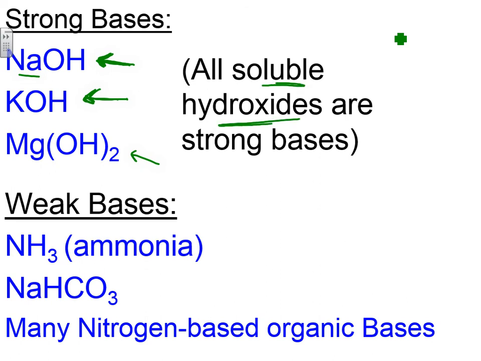Famous weak bases then: the most famous weak base of all is ammonia. This is baking soda, sodium hydrogen carbonate, sometimes called sodium bicarbonate. That's baking soda. And many other organic bases contain nitrogen. They're called nitrogen-based organic bases.